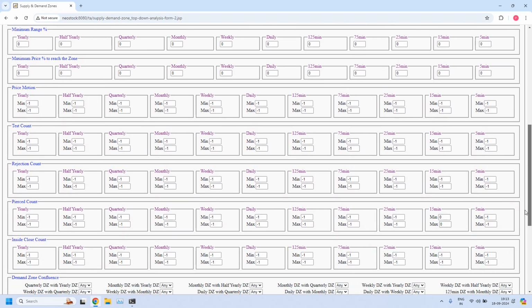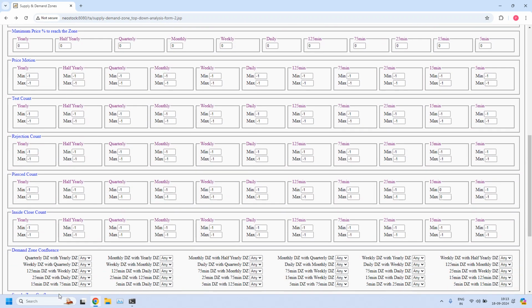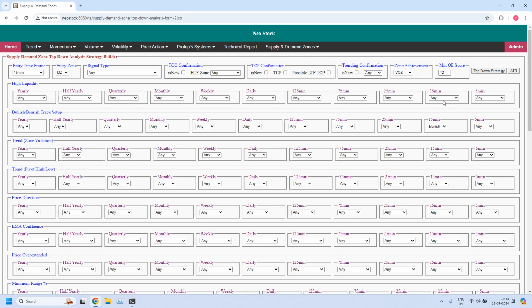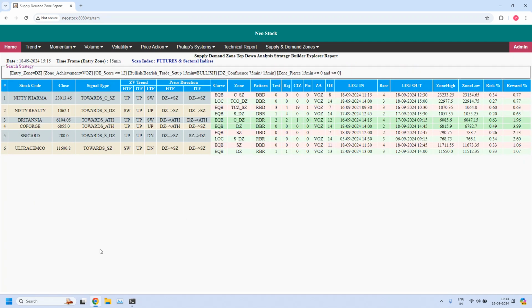So in the demand zone confluence, 15 minutes demand zone with 75 minutes demand zone, I am enabling the filter. Now let's verify. So 6 stocks are filtered. Out of 9, these 6 stocks are having a bullish trade setup for daily income trade, and also the 15 minutes zone is a part of the 75 minutes zone, that is ITF confluence.